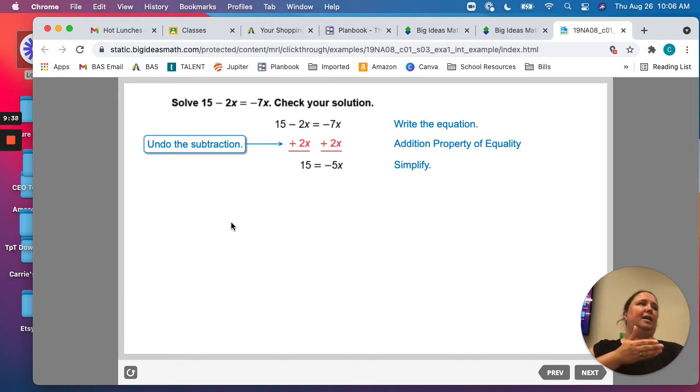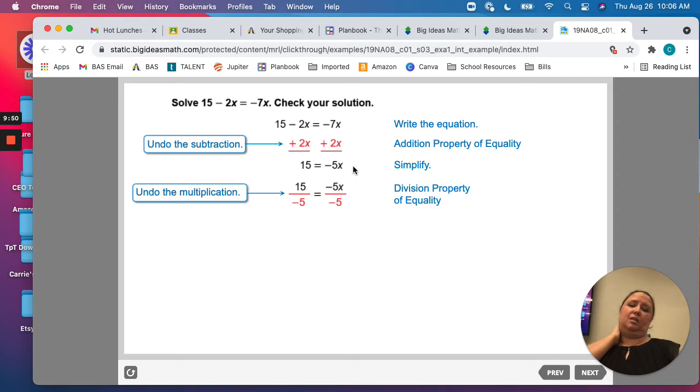Now I need to get the x completely by itself. Since this is next to it, it means what? Shout it out. We're going to divide. No, what is this? It means multiply, yes. So in order to solve it, Aaron, we're going to divide by negative 5. So what is 15 divided by negative 5, Daisy? Negative 3, very good. So x equals negative 3.